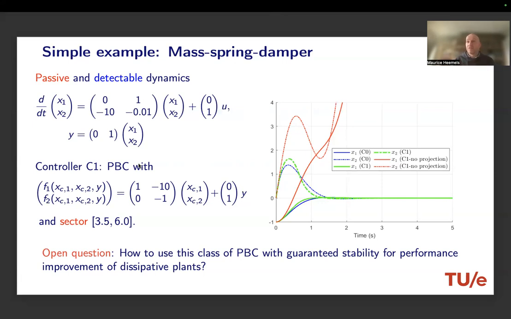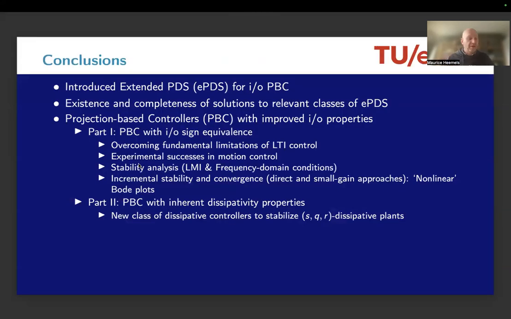And in fact, the nice thing is that you can use quite aggressive controllers, right? And by projection, you preserve safety and stability. Hey, it's time to wrap up. So again, apologies for being a little bit late. So what did I do today?